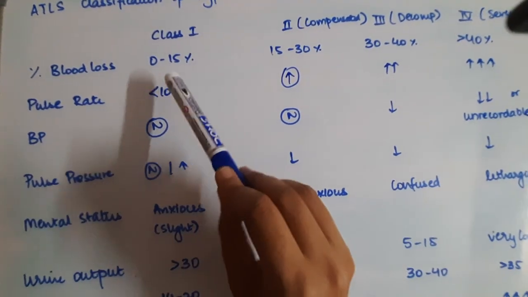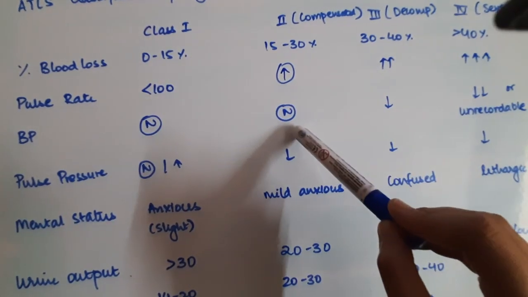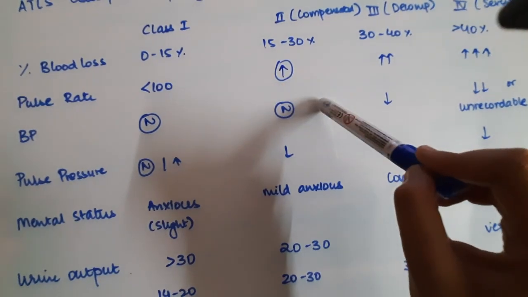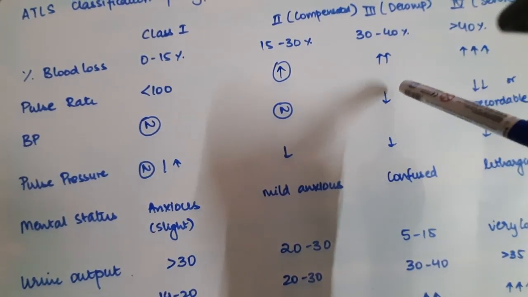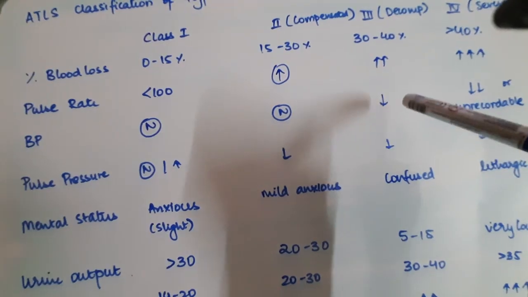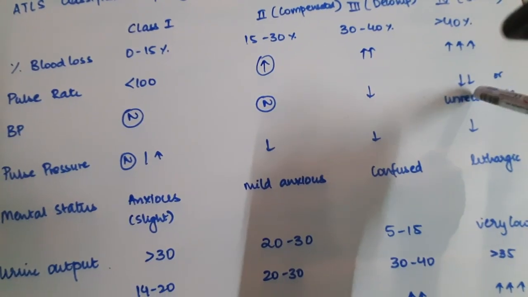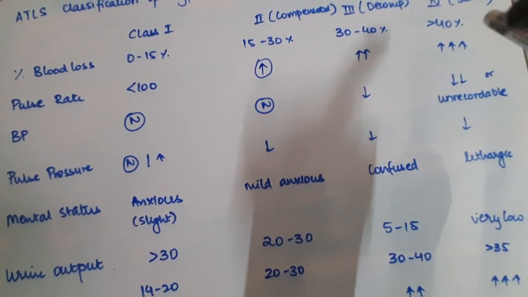Blood pressure is normal in class 1 and in class 2 as well because it is compensated. But it starts to first decrease in decompensated shock or in class 3 shock, and it is very low or might be even unrecordable in class 4.